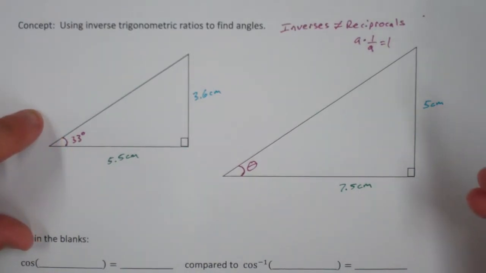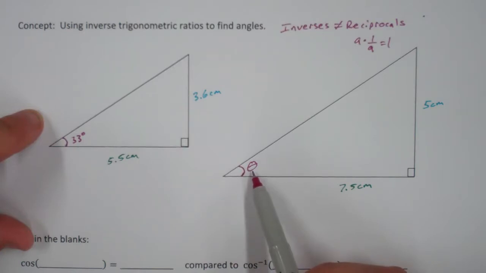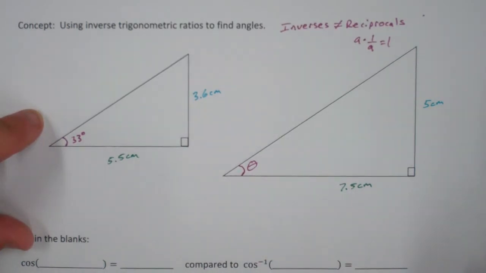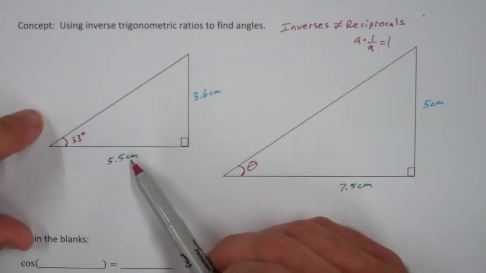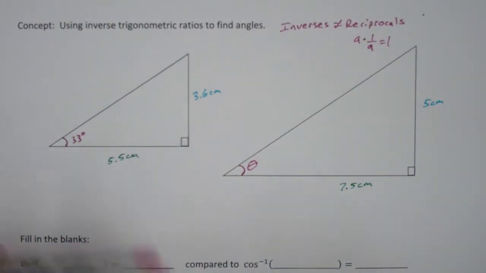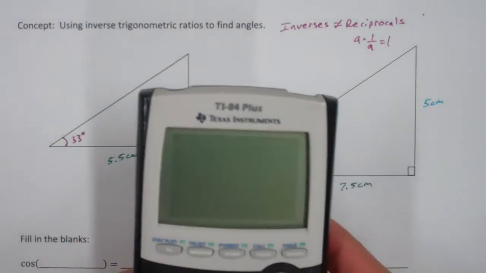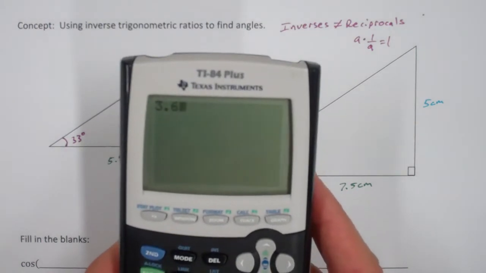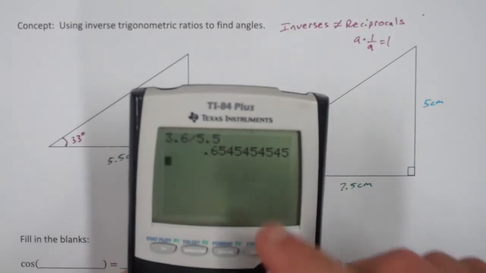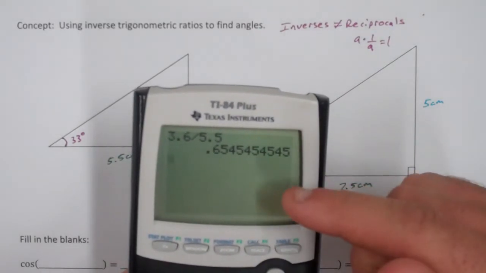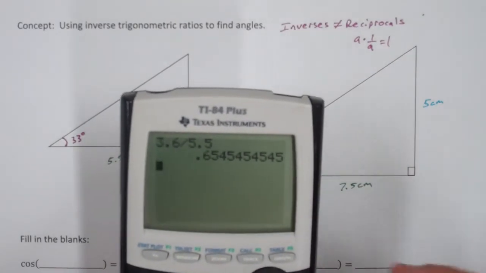So the question is, could we logically conclude something about this angle theta? Let's take a look at our ratio here. We're going to do the opposite over adjacent. For some of you, you kind of know where I'm going with this already. Try to think ahead a little bit, think which trig function that is. But anyway, we'll do 3.6 divided by 5.5. And you can see we get around 0.65454, and it looks like it keeps going on for a long time there, repeats.